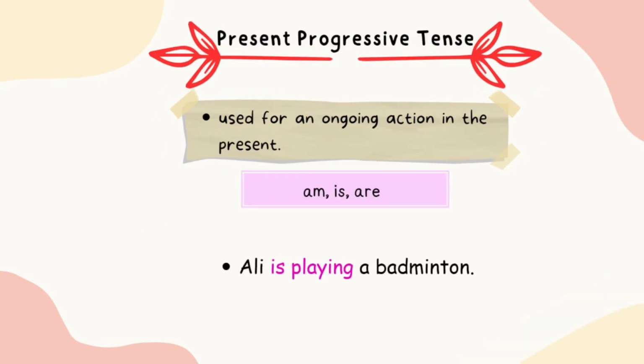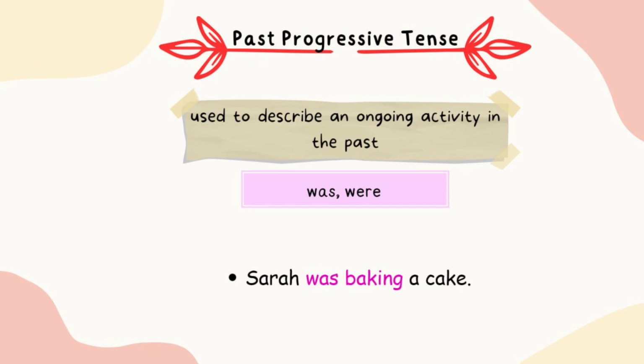Present progressive tense is used for an ongoing action in the present. In present progressive tense, we only use am, is, are. For example, Ali is playing badminton. Past progressive tense is used to describe an ongoing activity in the past. So we use was, were. For example, Sarah was baking a cake.